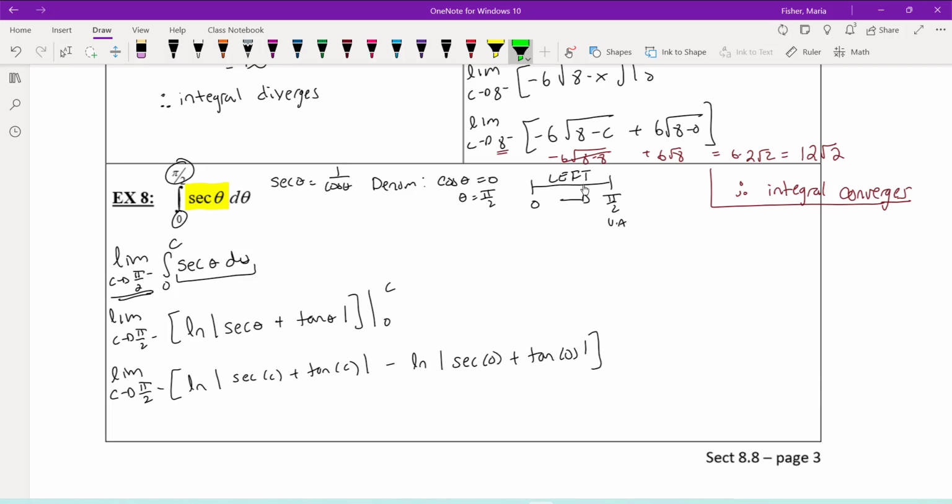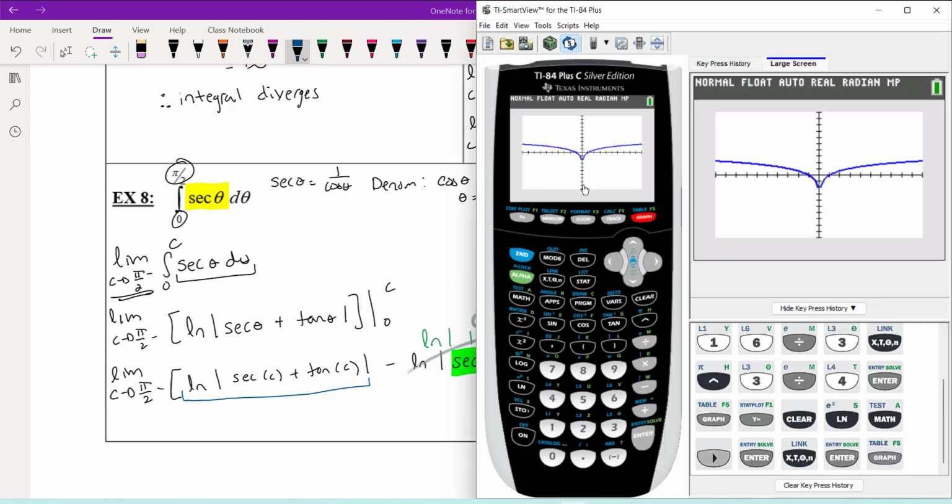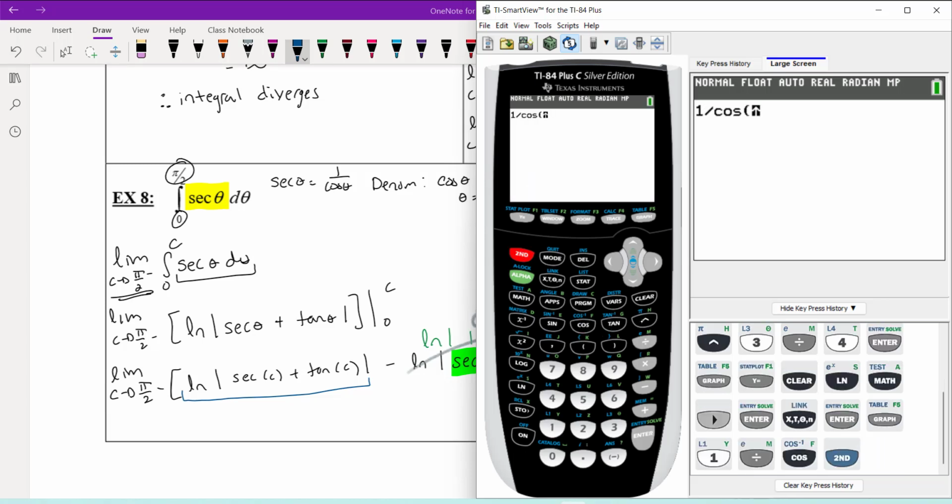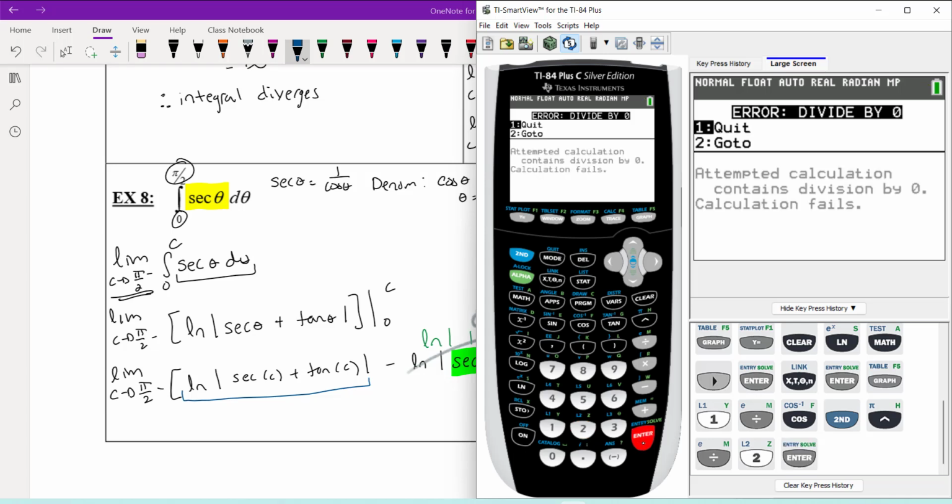Let's handle the easier one. The tangent of 0 I know is just equal to 0. The secant of 0 is equal to 1. So here, if I'm looking at the natural log of 1, I know that that whole thing is equal to 0. The only thing I need to concern myself about is this right here. Well, I can't find the secant of pi over 2 or the tangent of pi over 2 if I were to try on a calculator. If I were to just do 1 divided by the cosine of pi over 2, I know that I would get an error because I'd be trying to divide by 0. So to find the solution, I need to plug in a number to the left of pi over 2.